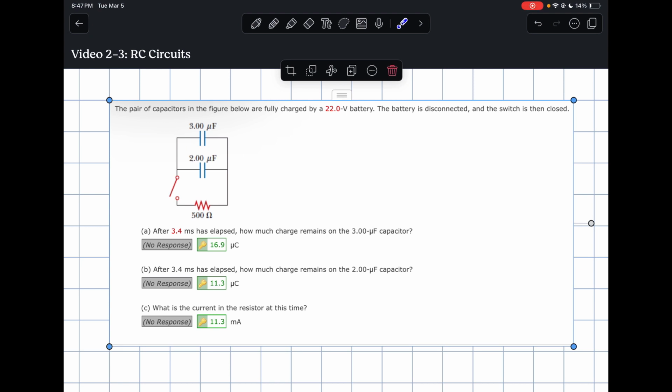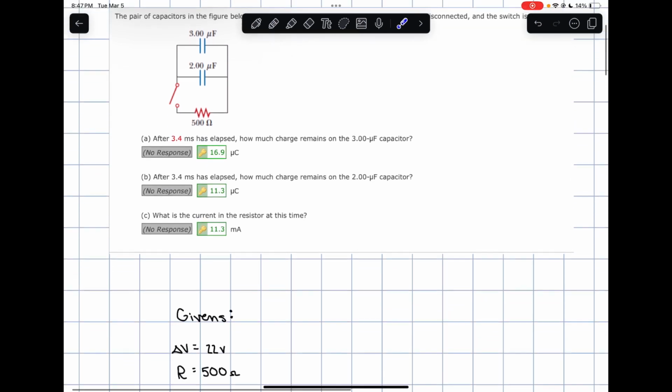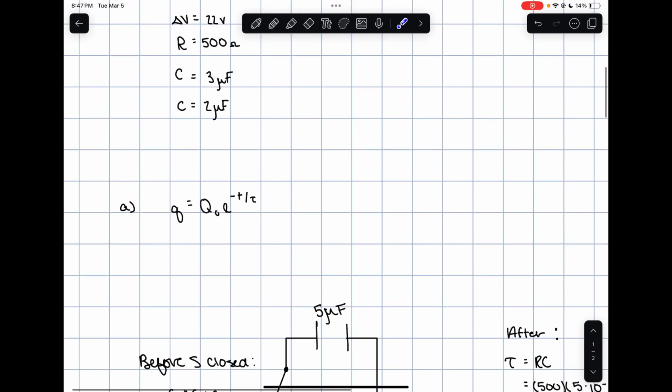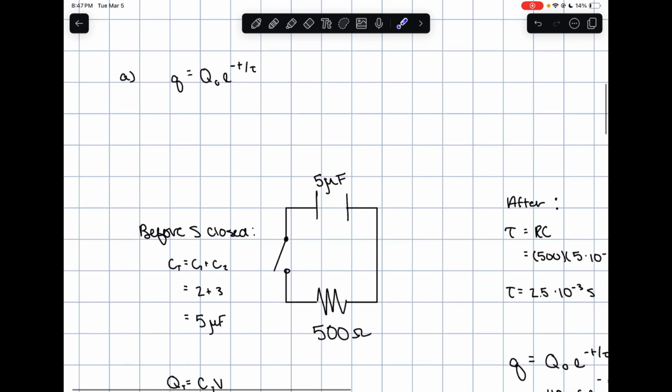To start, we know that the capacitor is discharging. From our RC equations, we can use the equation of charge is equal to the total charge times e raised to the negative t over the time constant tau. But as you can see in our givens, we're not really given any of these, so we're going to have to work our way through and find a couple unknowns. To do this, let's start before the switch is closed and by combining the circuit.